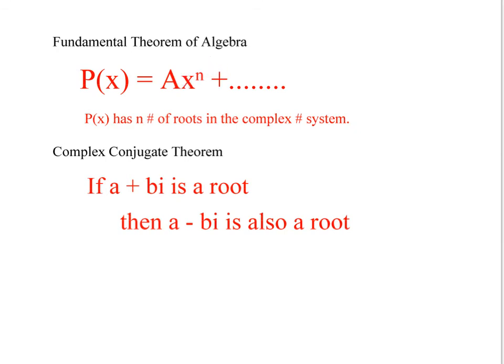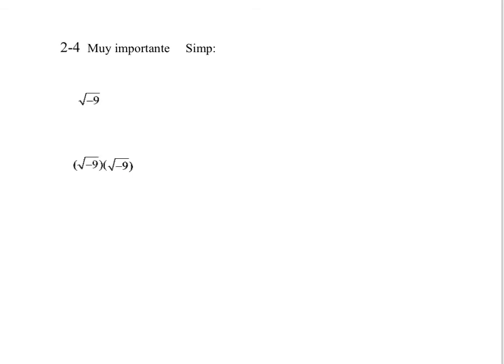Another very important theorem is the complex conjugate theorem, which says if a plus bi is a root of a polynomial, then a minus bi is also a root. In other words, the complex roots always come in pairs, the root and its conjugate. This is very important. So if I say to you, square root of negative 9, simplify, we now know the square root of negative 9 does exist in complex numbers. The square root of negative 9 is 3i.